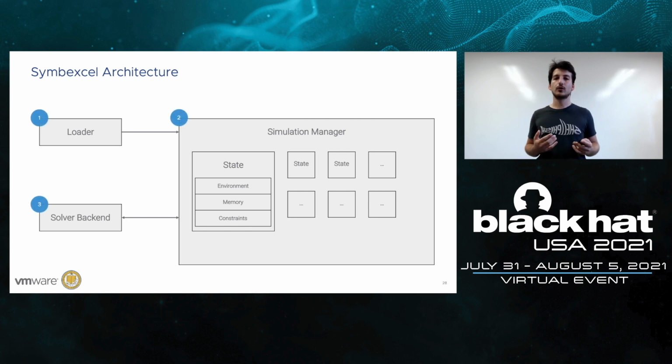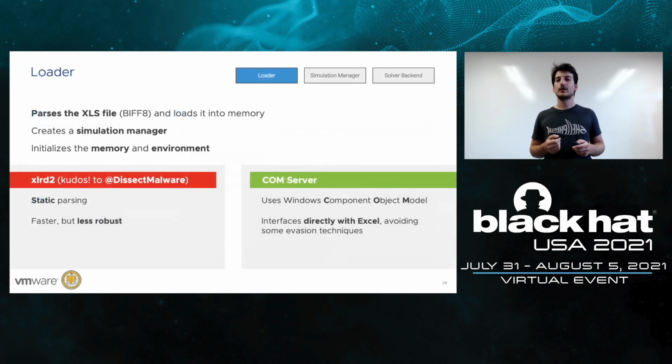We will now talk briefly about these three components, and we will start off with the loader. The loader is where the XLS file, which comes in the BIFF8 format, will be parsed and loaded into memory. The loader will create an initial simulation manager and initialize its memory and its environment according to the file that has just been loaded into memory.